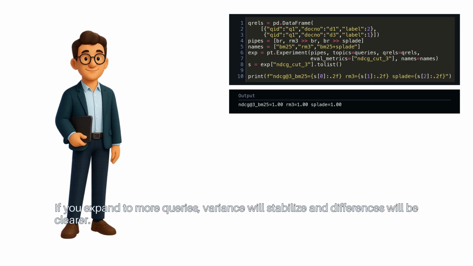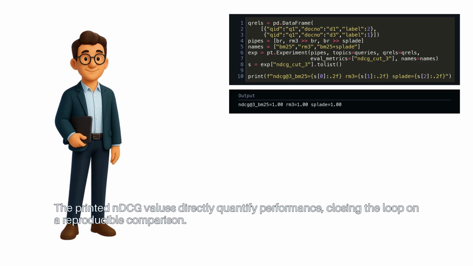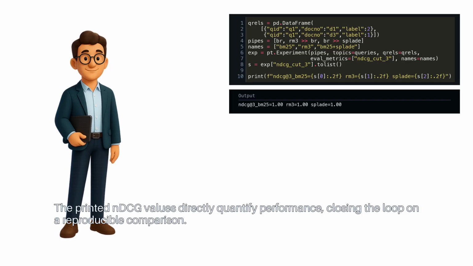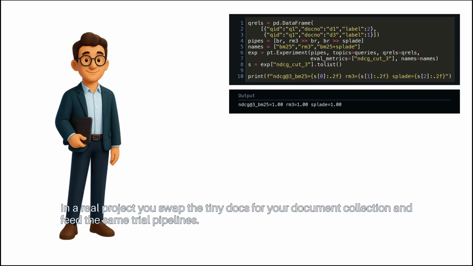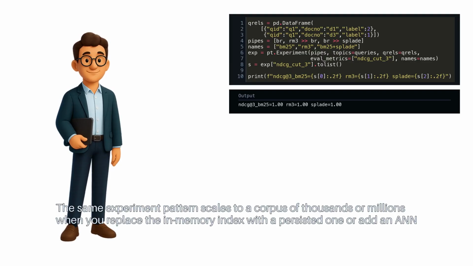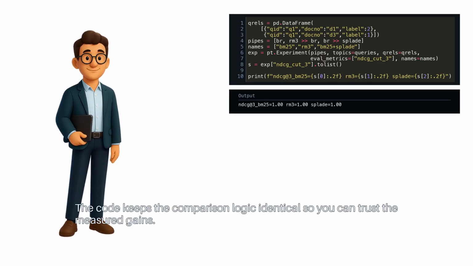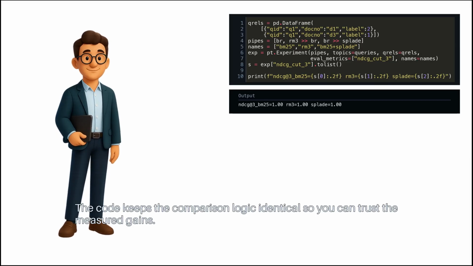If you expand to more queries, variance will stabilize and differences will be clearer. The printed nDCG values directly quantify performance, closing the loop on a reproducible comparison. In a real project, you swap the tiny docs for your document collection and feed the same pipelines. The same experiment pattern scales to a corpus of thousands or millions when you replace the in-memory index with a persisted one or add an ANN step. The code keeps the comparison logic identical, so you can trust the measured gains.